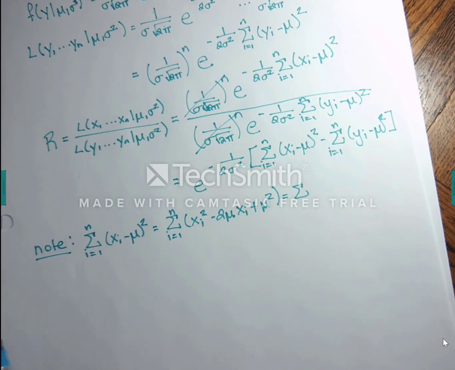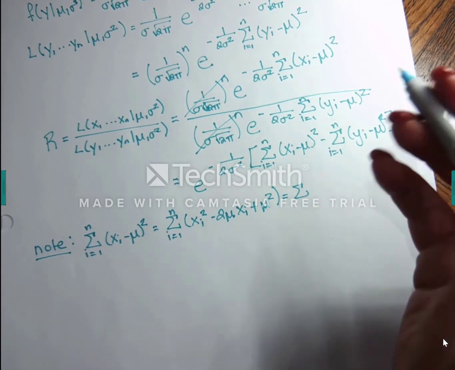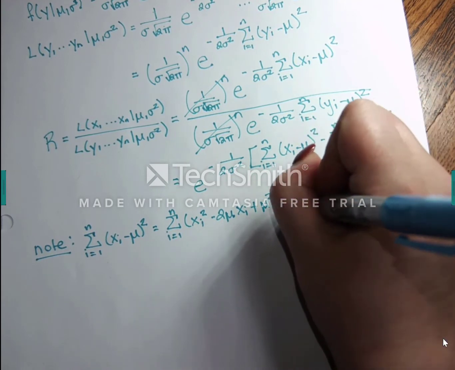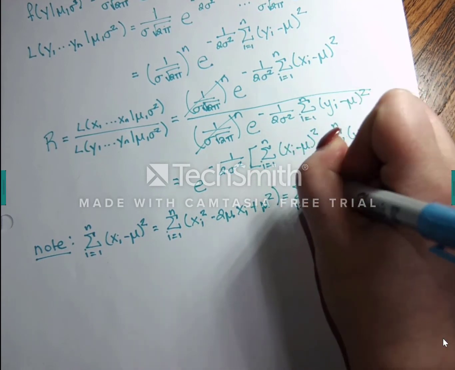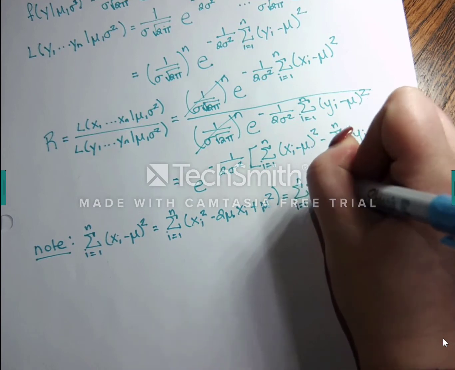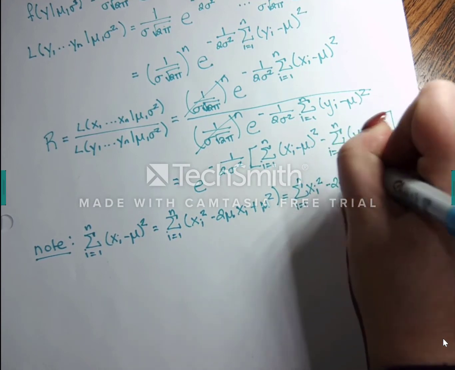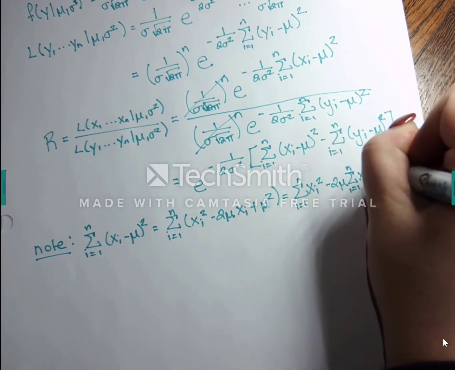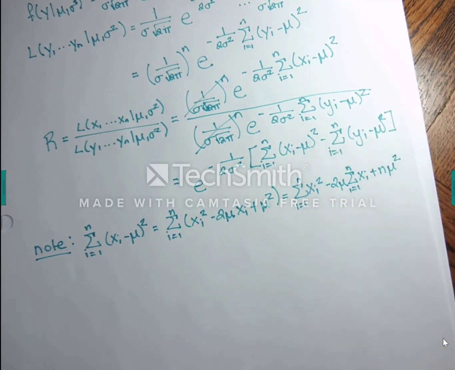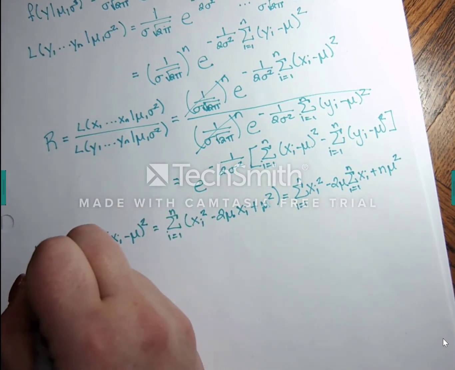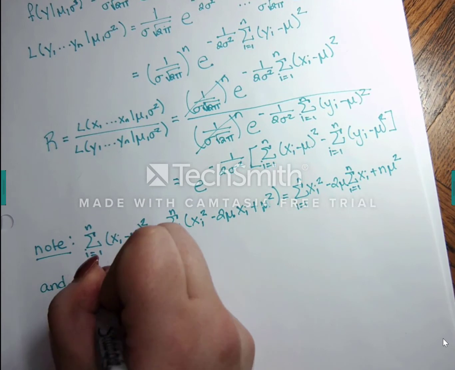So here we are. We were looking at this note here. We were looking at the sum, i equals 1 to n, xi minus mu squared, and we were noting that this is equal to the sum i equals 1 to n xi squared minus 2 mu times the sum i equals 1 to n xi plus n mu squared. And notice we could do the same thing for the y's.